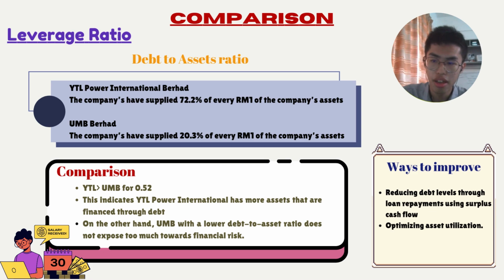On the other hand, UMB with a lower debt to assets ratio does not expose itself too much to financial risk. To improve this ratio, the company can reduce debt levels through loan repayment using surplus cash flow. Besides that, the company can optimize asset utilization.